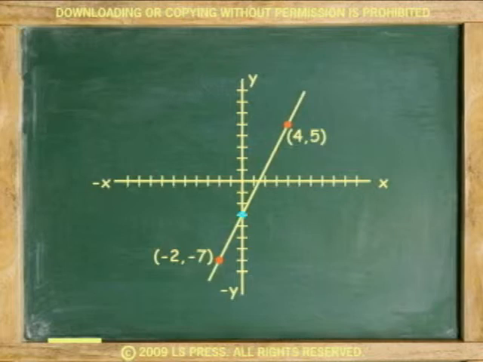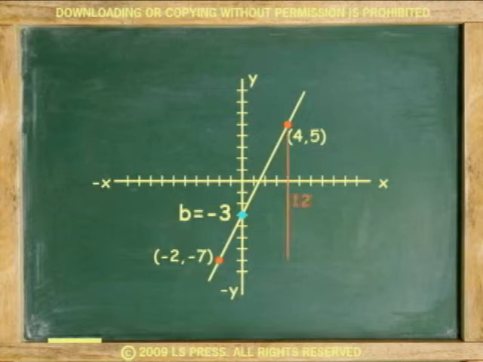From the line, we select the value of y when x equals 0. In this case, the line crosses the y-axis at -3, so the y-intercept is -3. Next, find the slope. Because the slope is change in y over change in x, and the y distance between the 2 points is 12 and the x distance between the 2 points is 6, then the slope is 12 over 6 equals 2.